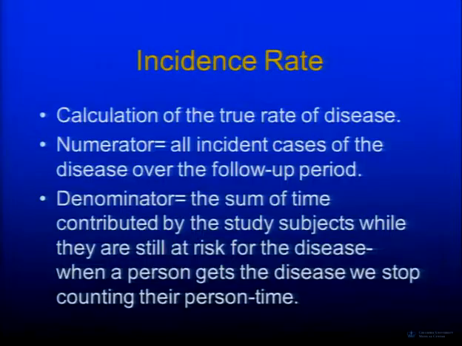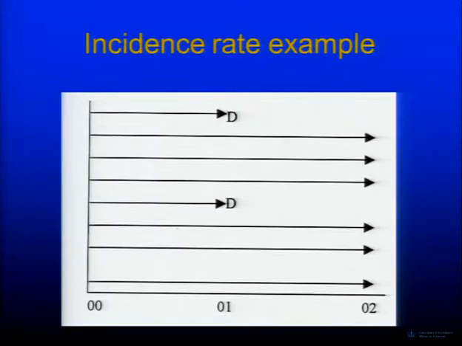When we take it a step further, which you already wanted to do, that's the incidence rate. And that's the calculation of the true rate of the disease. So the numerator is all incident cases of the disease over the follow-up period, and the denominator here is that concept of person-time, or the sum of all the time that everyone has contributed as a study subject while still at risk for the disease. If they get the disease, we actually stop calculating their person-time. So now, what is the incidence rate in this example? 2 over 12. It's 2, but it's 14, because you have to count the 1 year until each of these got the disease. So it's 2 over 14 years of person-time.